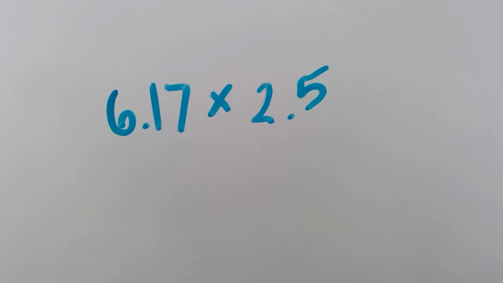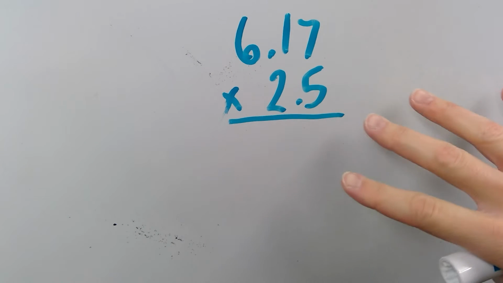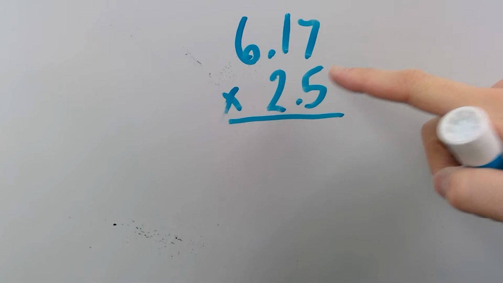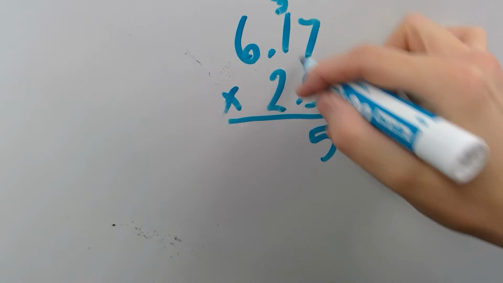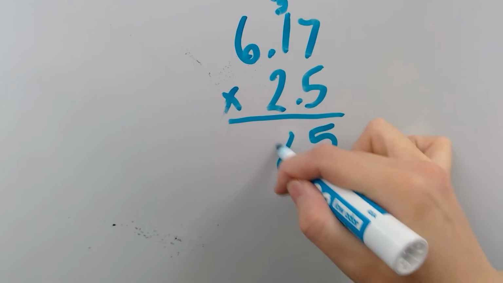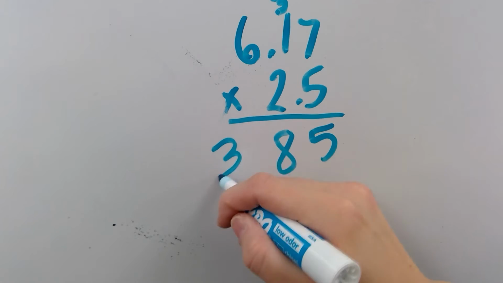Okay, now I want you to solve this one. 6 and 1700ths multiplied by 2 and 5/10. So go ahead and pause the video, solve it, and then click play when you're ready. So first thing I set it up, do not line up the decimal. 5 times 7 is 35. 5 times 1 is 5, plus 3 more is 8. 5 times 6 is 30.